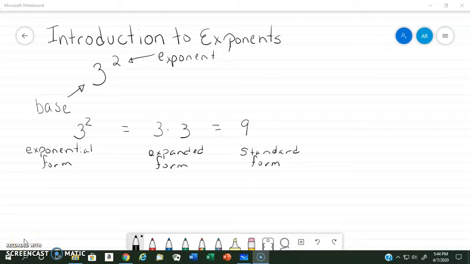All right, introduction to exponents. So with exponents, you're going to have a base. It's either going to be a number or a variable raised to a power or an exponent, which in this case that I'm showing is 3 squared, where 2 is the exponent and 3 is the base.